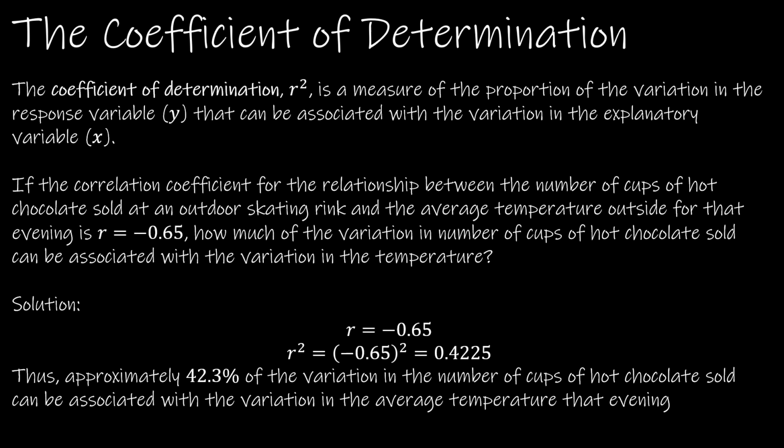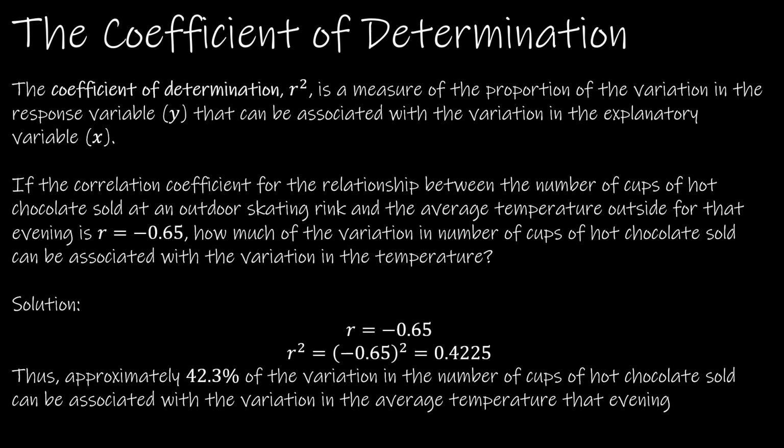So let's say we found the correlation coefficient, which is r, not r squared, for the relationship between the number of cups of hot chocolate sold at an outdoor skating rink and the average temperature outside for that evening: r equals negative 0.65. Now, what does that tell us? That tells us as the average temperature outside goes up, the number of hot chocolate sold goes down, and vice versa, because it's negative.